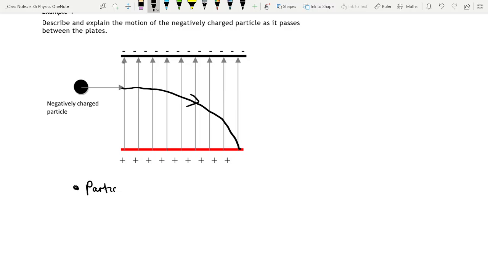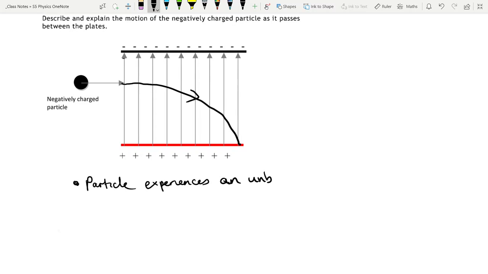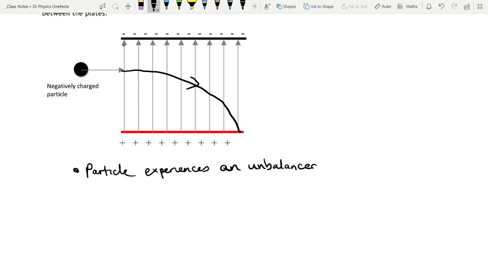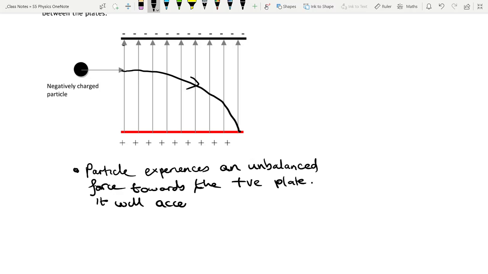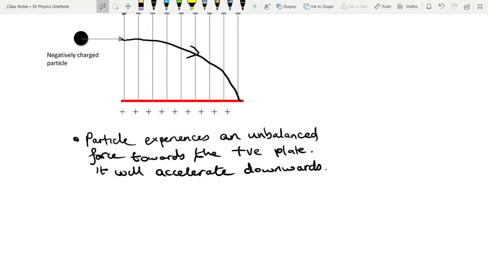So we can say the particle experiences an unbalanced force towards the positive plate. It will accelerate downwards. Just like in a projectile, whatever you project experiences a constant acceleration downwards because of gravitational field strength. In this case, it's experiencing acceleration downwards because of the electric field strength rather than the gravitational field strength.